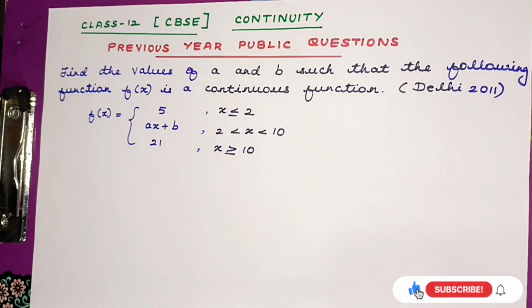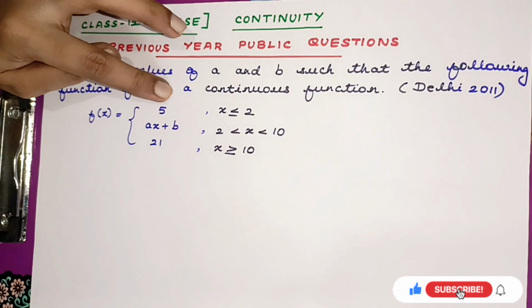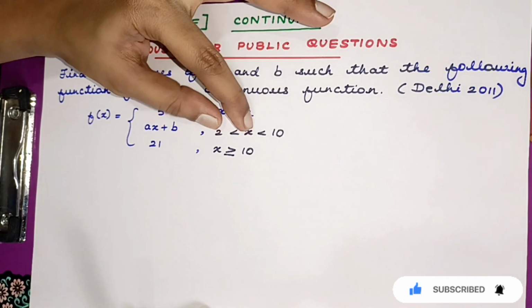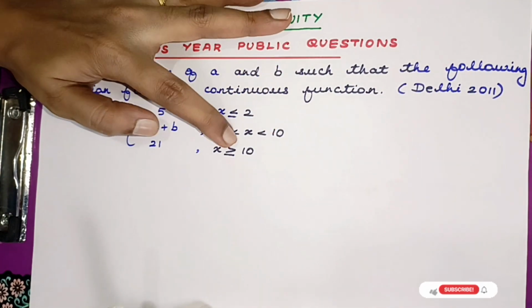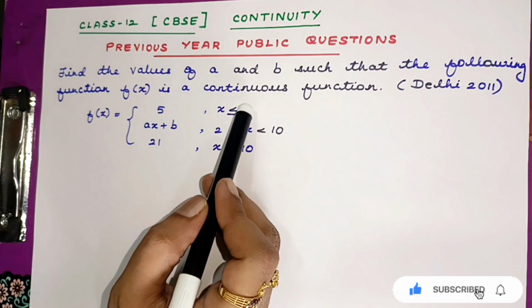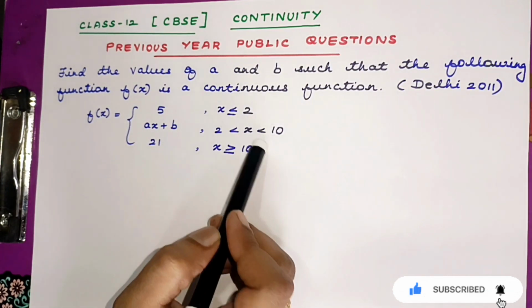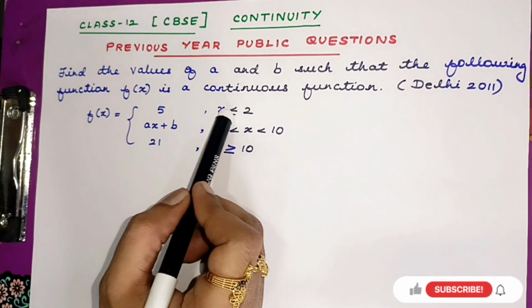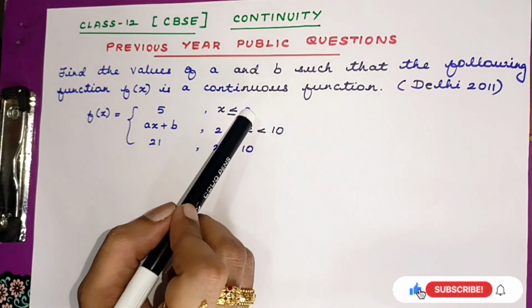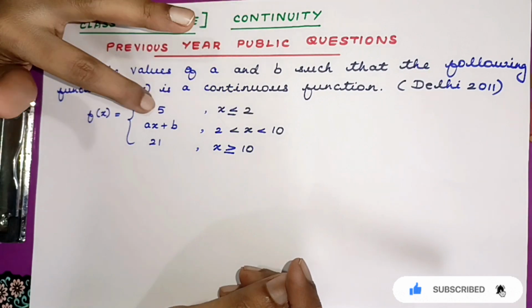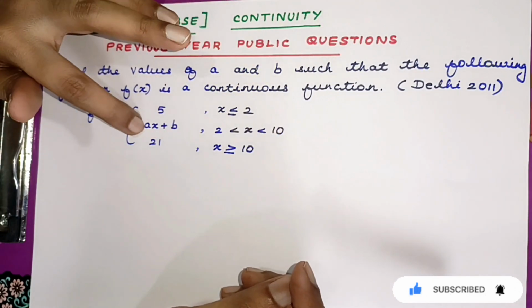They have given the question, a function f of x is equal to 5 for x less than or equal to 2, ax plus b for 2 less than x less than 10, and 21 for x greater than or equal to 10. We have to find the values of a and b. In this question, we have to consider these two numbers, because only in these two cases they have given the equal to symbol. So first we consider the limit at 2 minus and 2 plus. 2 plus means we have to consider this equation.